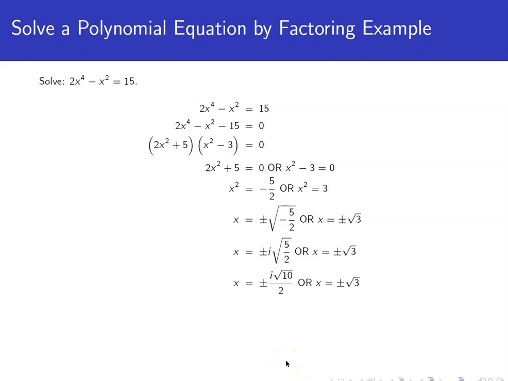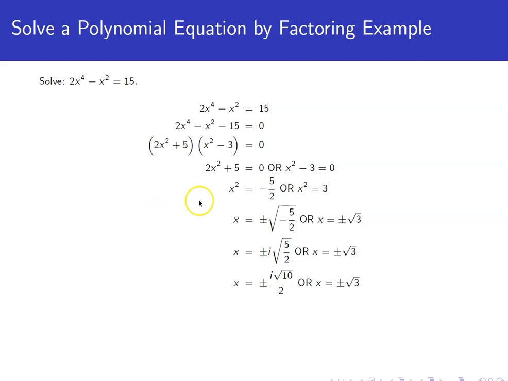In this example, we're going to solve a polynomial equation by factoring. So we're being asked to solve the equation 2x to the fourth minus x squared equals 15. If we solve this by factoring, the first thing we have to do is get 0 on one side, so set the equation equal to 0. So subtracting 15 over to the left-hand side, we get 2x to the fourth minus x squared minus 15 equals 0.